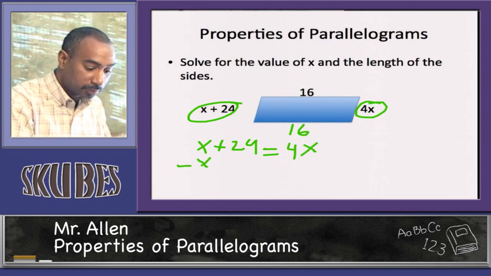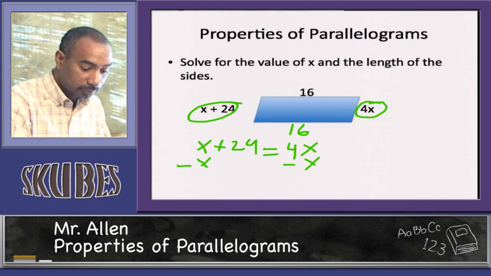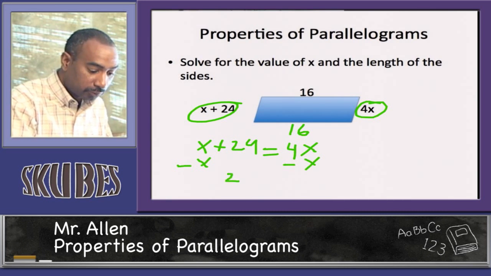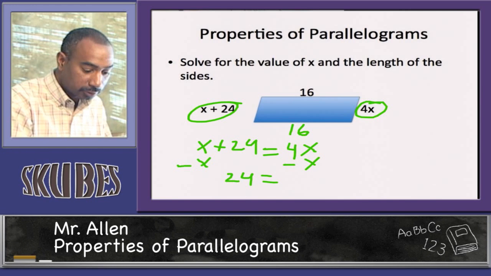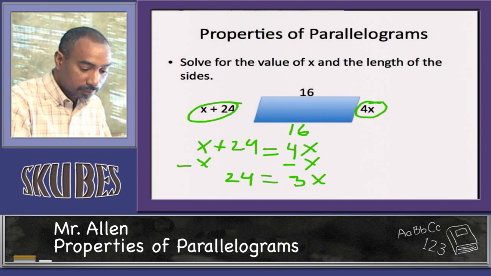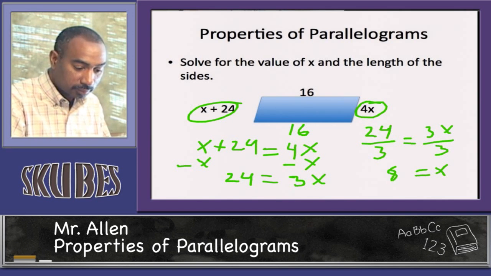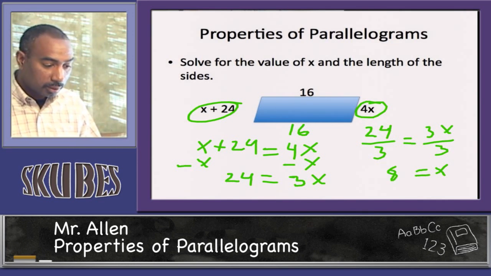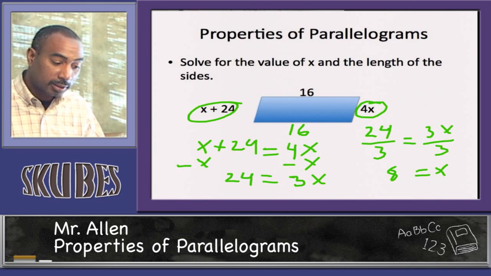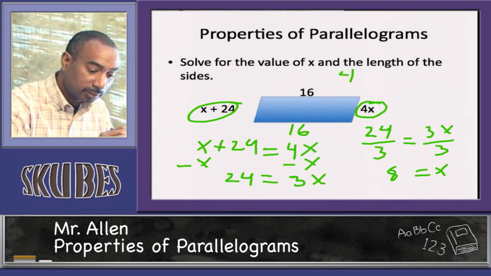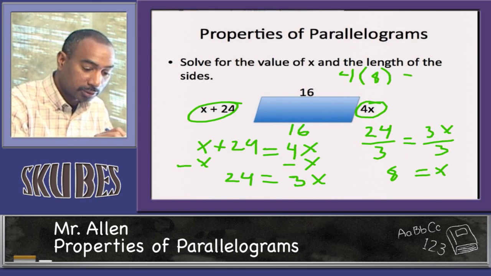And I can subtract x to both sides. So I'm left with 24 equals 3x. And if I divide 3 to both sides, x will give me the value of 8. And if I wanted the length of the side, it would be 4 times that number. So 4 times 8 gives me a length of 32.